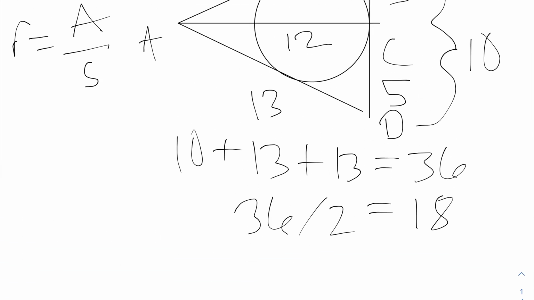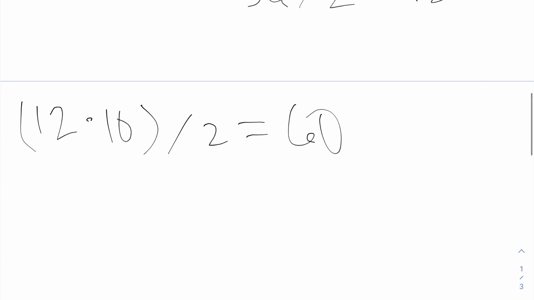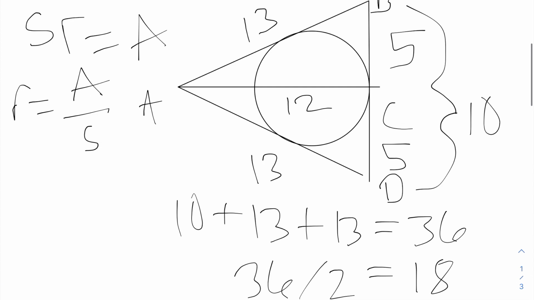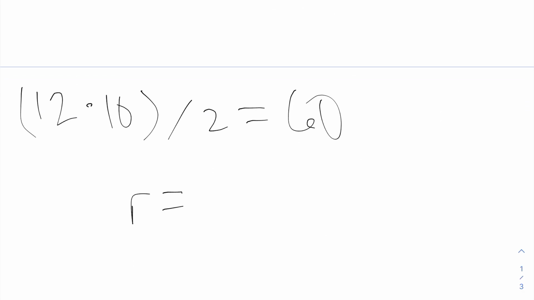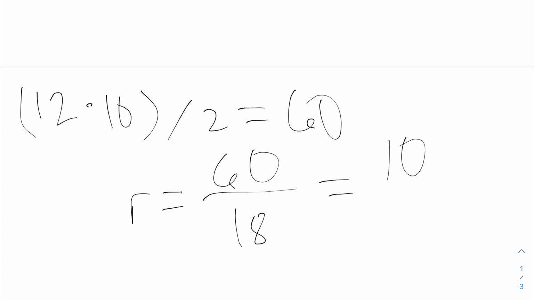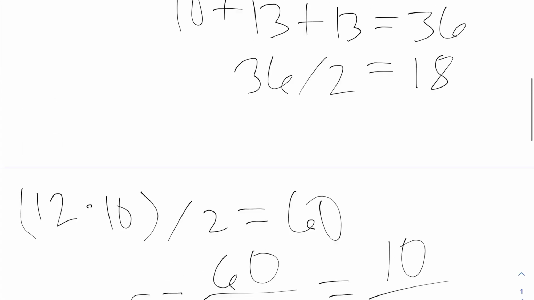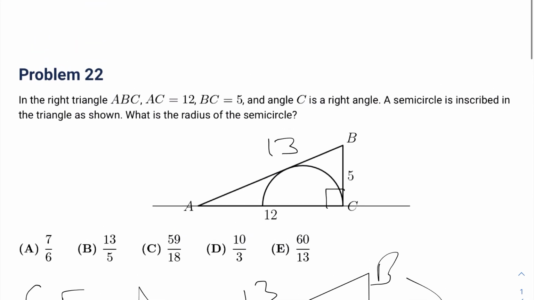Since the radius is the area over the semi-perimeter, we get that the radius of our circle right here, this is the radius. The radius of our circle will be 60 over 18. And that, if we simplify it, will give us 10 over 3. We see over here that 10 over 3 is D, so that is our answer.